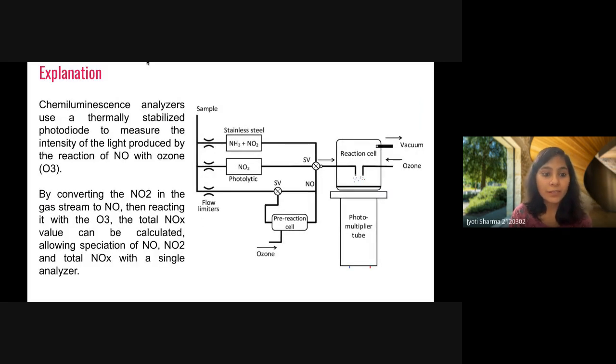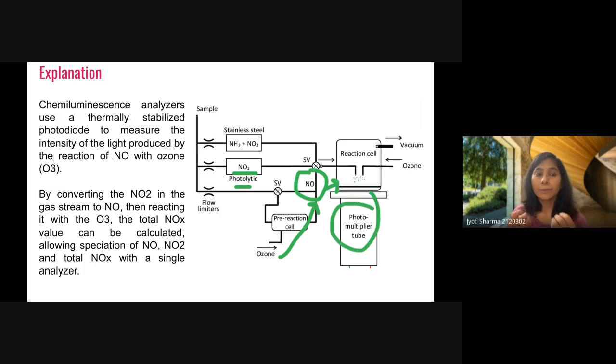Okay, so here you can see we have NO2. Photolytic means using sunlight, ultraviolet radiation, we will use to break down this NO2 to NO, and then we will have the reaction with the ozone, and then whatever light it emits will be multiplied by a photomultiplier tube and sensed by some sensors. So this is how we can analyze it.